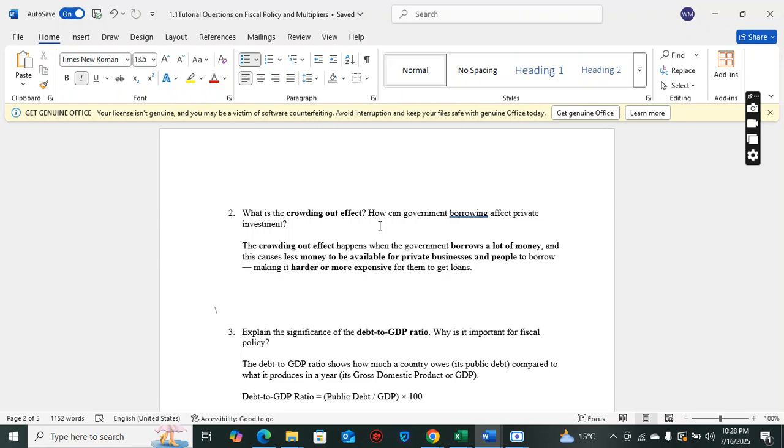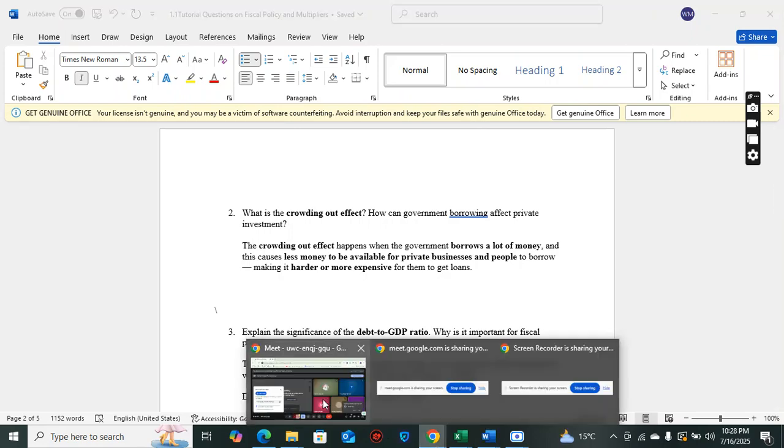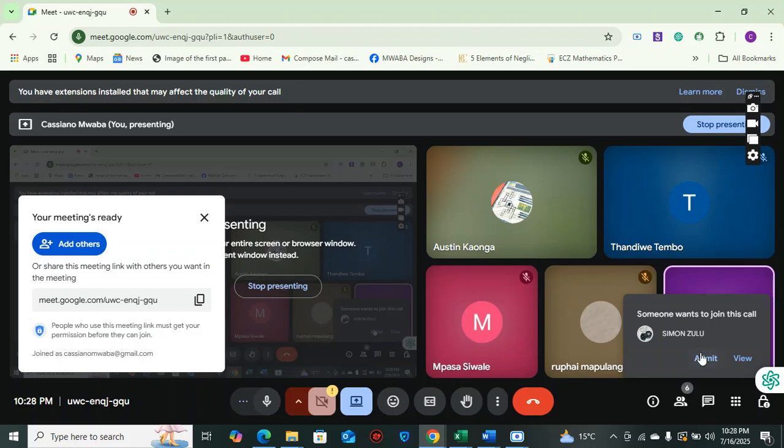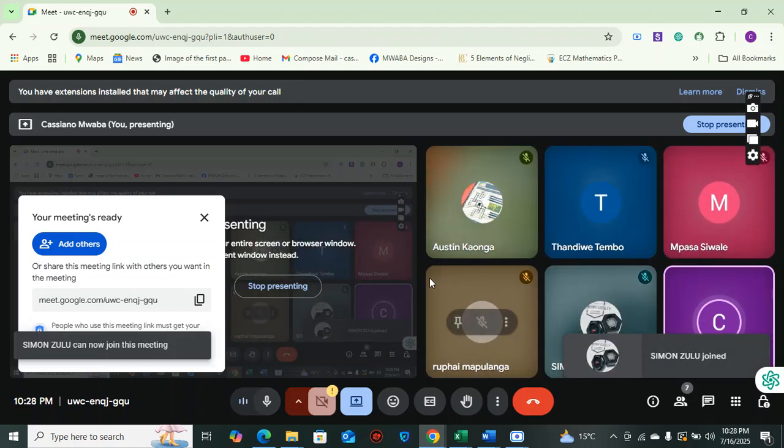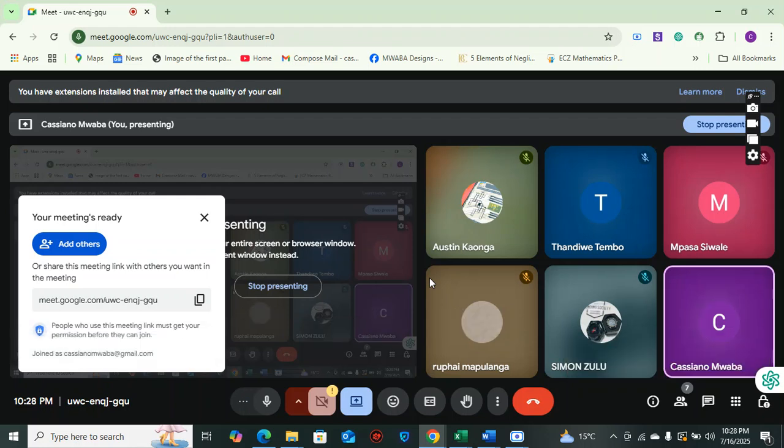So that little money the banks have, when a business comes to borrow, they will be charged a high interest rate. Or when you go to borrow, you'll be charged a high interest rate. Why? Because the government has borrowed a lot. So that's the crowding out effect.